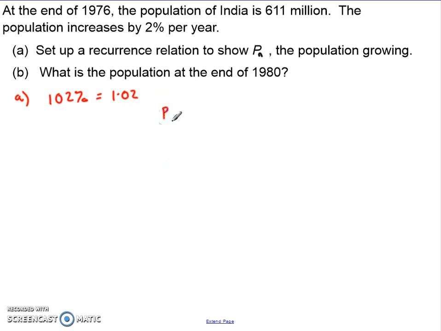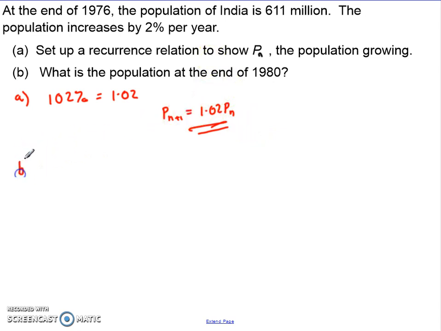So we can set up a recurrence relation of P of n plus 1, so the next year, equals 1.02 times Pn, the previous year. That there's the recurrence relation that will give us the answers we want and the numbers we want for the population of India at the end of each year.